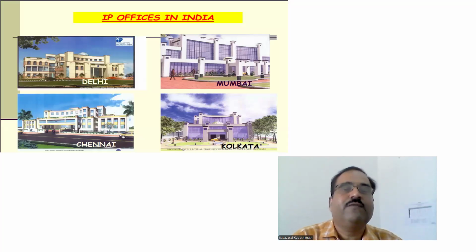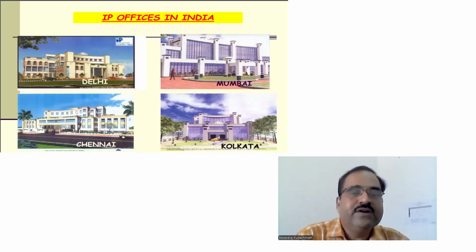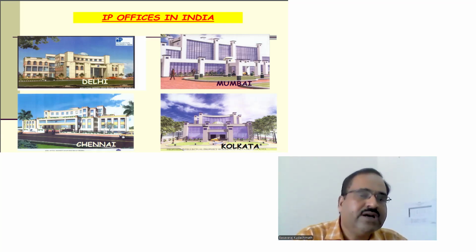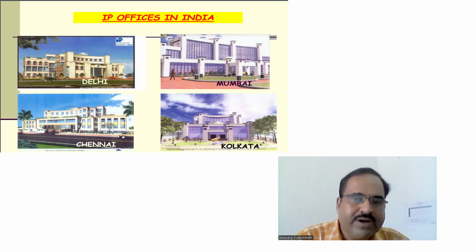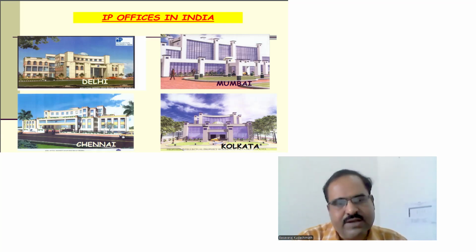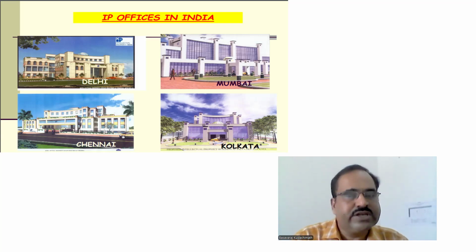If you see the patenting offices, they are spread across the country in 4 different areas: Delhi, Mumbai, Kolkata, and Chennai. If Karnataka has to register patents, it can register through Mumbai or through New Delhi. So you can apply anywhere depending on the jurisdiction area and which is most convenient for you.